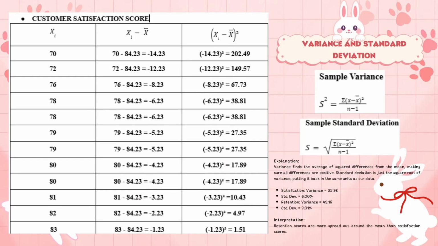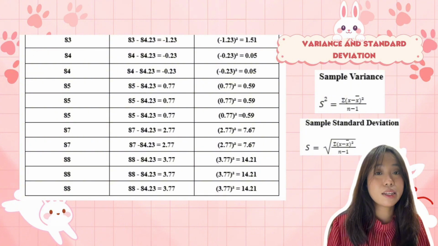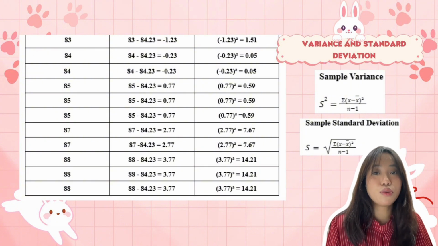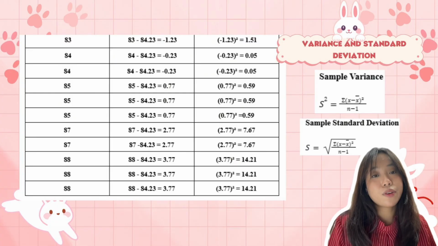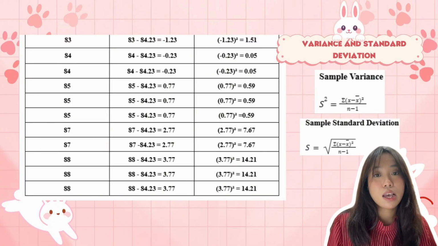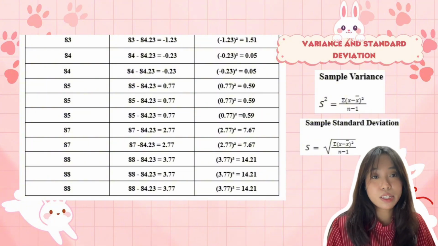We will take a look at our next measure, which is variance and standard deviation. The construct of the table remains the same, as I want to show how to count it one by one so that we will not be confused or miscount. In this measure, we are using the sample variance and standard deviation formulas. But before we continue, I will give a short explanation of what variance and standard deviation are. First, variance finds the average of squared differences from the mean, making sure all the differences are positive. Standard deviation is just the square root of variance, putting it back in the same units as our data.